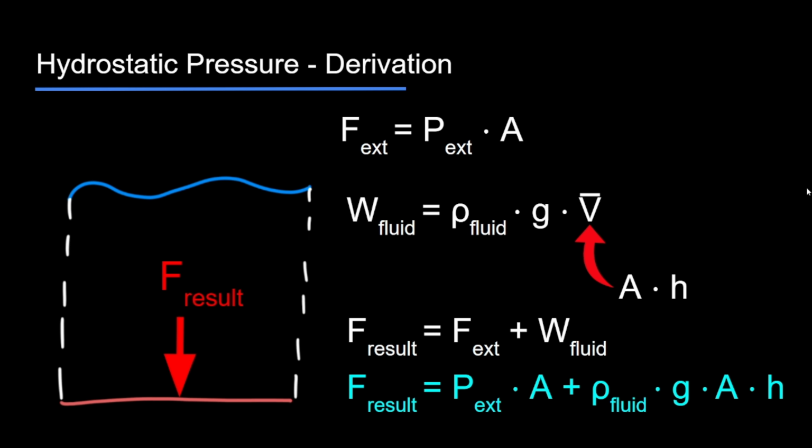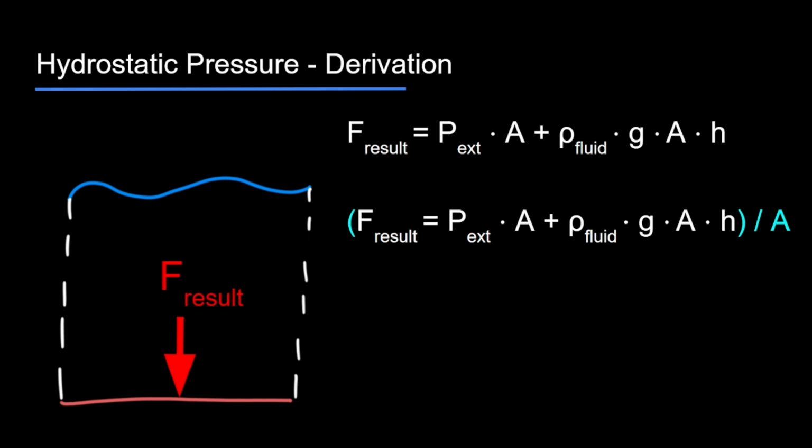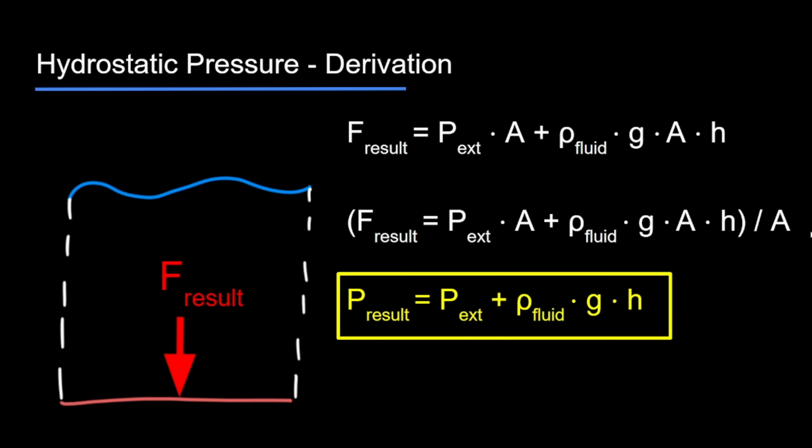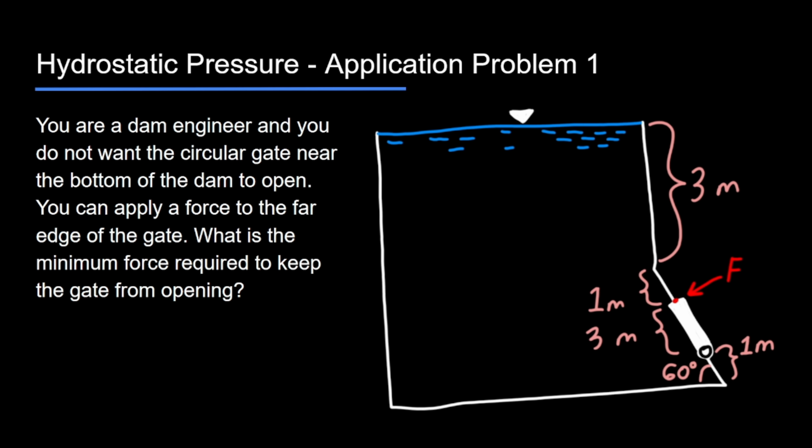And when you put them together, you'll notice when we divide by the area will cancel out. And so here we're dividing by the area to get resultant pressure, and then the areas cancel out. Here we have P resultant is equal to P external, otherwise known as P naught, plus rho GH. And with that, we will get into the application problems.